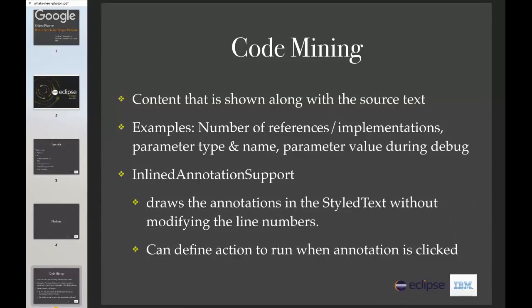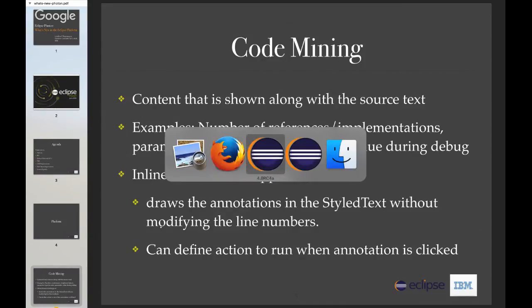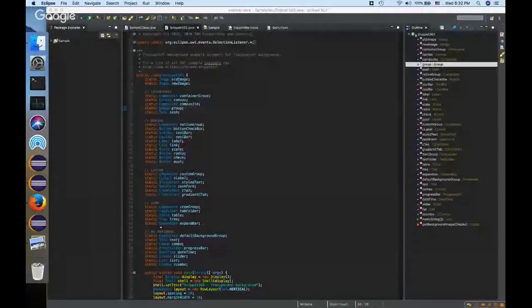The JFace inline annotation support class actually draws the annotations in the styled text without modifying the line numbers, and it draws the annotations either vertically or horizontally as required. It also helps define an action to run when an annotation is clicked. So I'll quickly show you a demo of code mining support available in Eclipse.